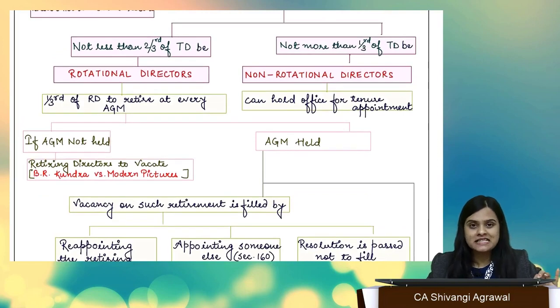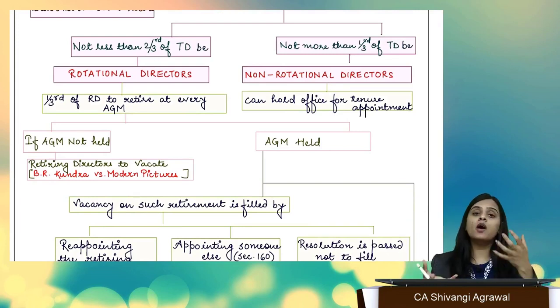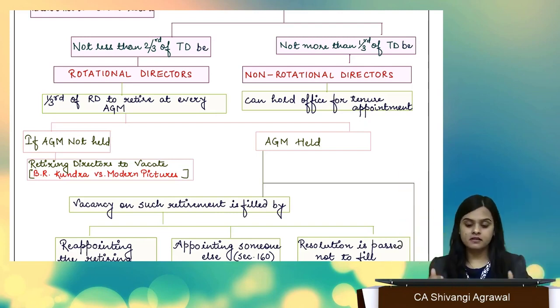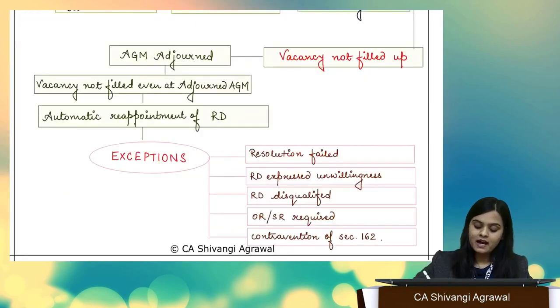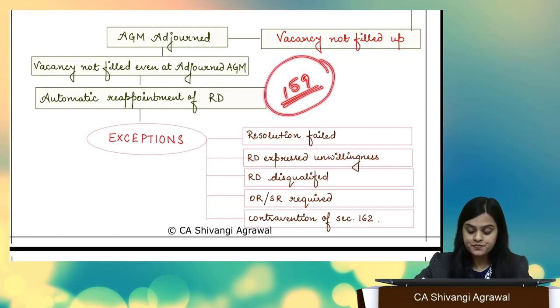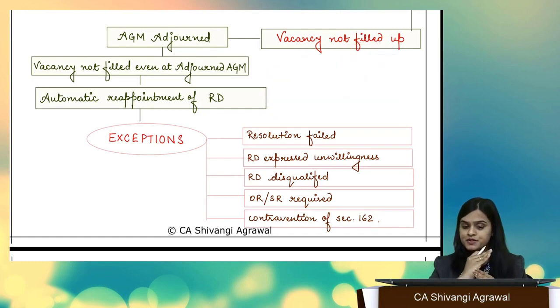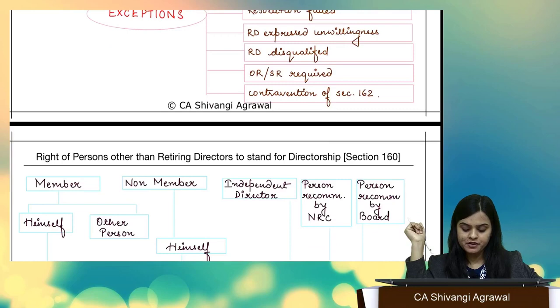So section 152(6) tells us about rotation, and section 152(7) tells us how the vacancy will be filled pursuant to this retirement of rotational directors. Ma'am, what if they don't follow? If they don't follow these provisions, we have section 159, which gives us the penalty. Section 159 tells us that if you contravene section 152, this penalty will be attracted. So the penalty is not given in section 152, rather it's given in section 159. The rotation part does not apply to an unlisted government company or its subsidiary.